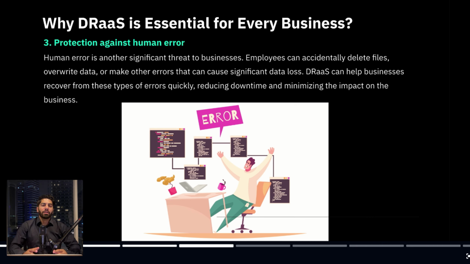Moving forward, protection against human error. Obviously we are humans, so we make mistakes. It can be a case that somebody, like a developer or a product engineer, added new functionality or was working on some bug fixes, added some code, and when they deployed it, there is some problem and the system goes down, or for instance they accidentally deleted some files. In that scenario, DRaaS can help you recover from these sorts of errors very efficiently and quickly, so that you can minimize the downtime and there is less impact on the business.